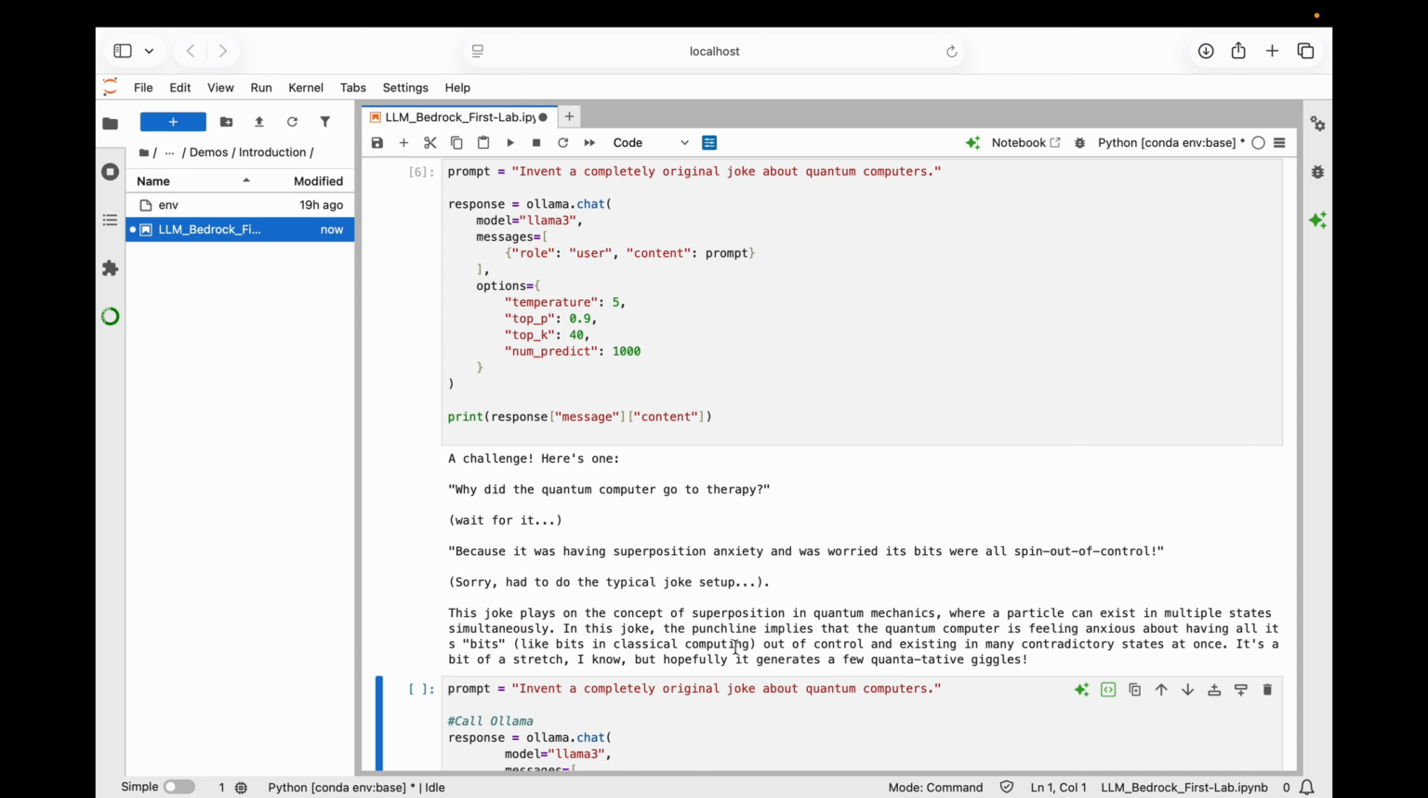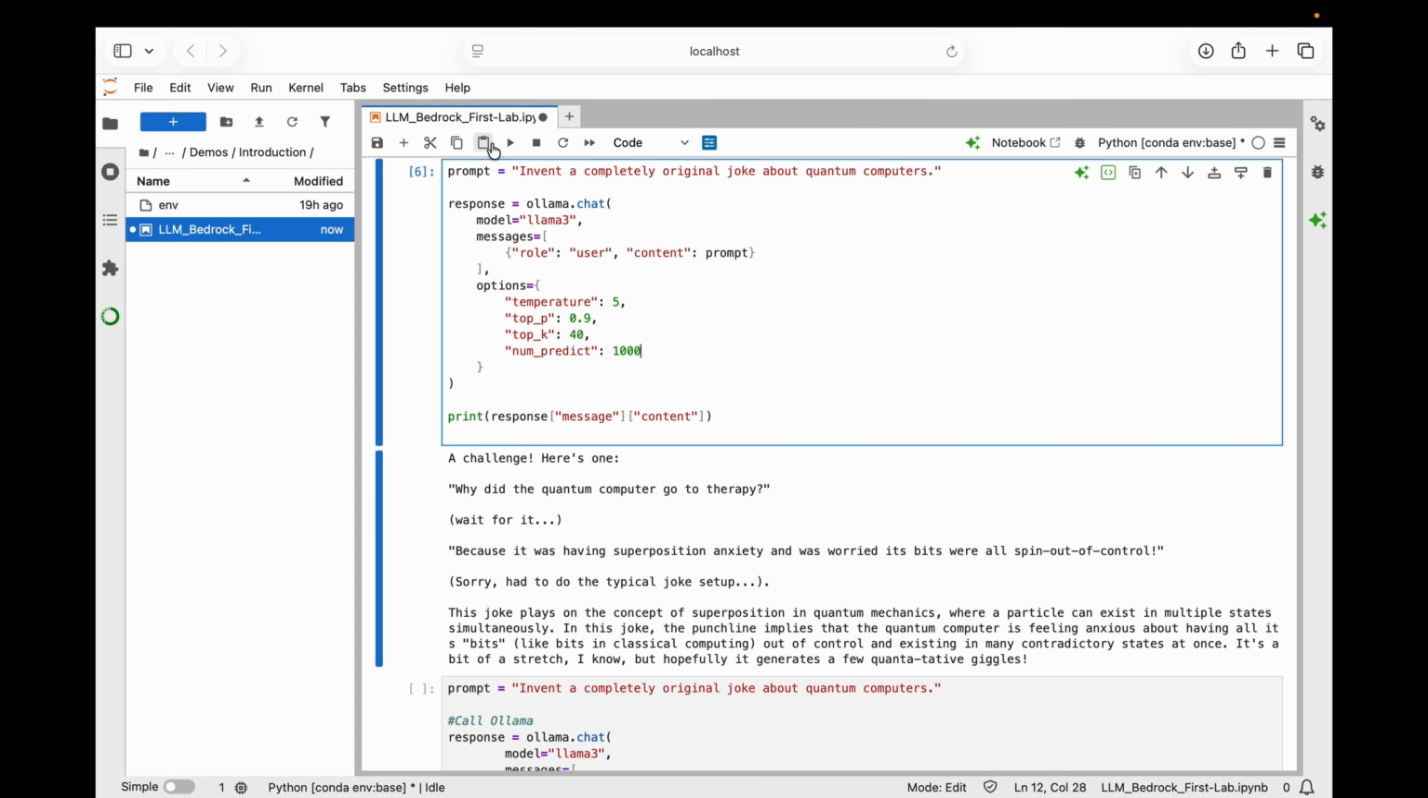And as you can see, it's picking a different joke every time because the temperature is pretty high, actually at the maximum. So, the response is being creative.